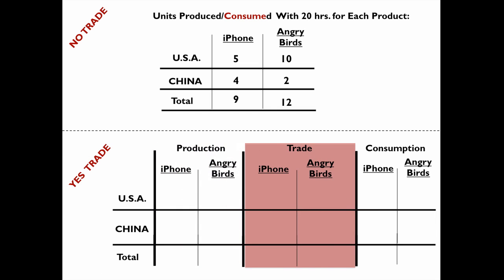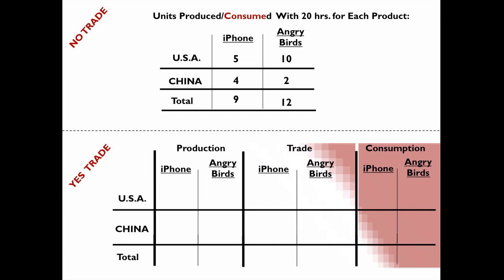Then they're going to decide how much they're going to trade. So for instance, the US is going to say, I'll give you so many Angry Birds in exchange for so many iPhones. And then finally, after the trade is completed, they'll have the new units that they will consume: the ones they produce plus or minus the ones they trade.